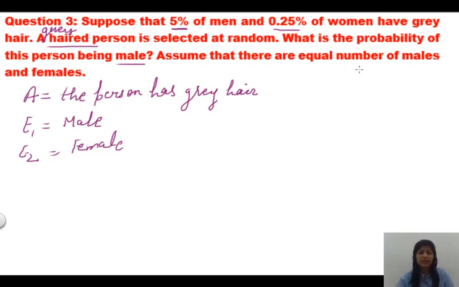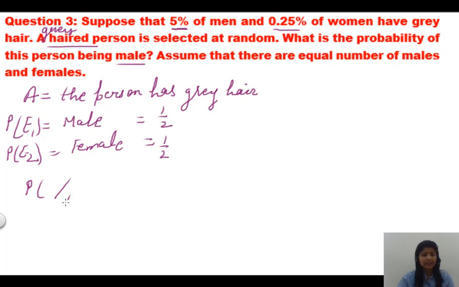And they are saying assume that there are equal number of males and females. So I can write probability of E1 and E2, that means being male and female, is half, because they are equally probable, right? Equal number of males and females we have, so any of the persons can be selected. Now what they're asking us to find out is that a gray person is selected. So we already know this information, that the person selected has gray hair. We have to find out that the person is a male. So for male the event is E1, so we have to find out E1 given A. Can we calculate P of E1 given A?